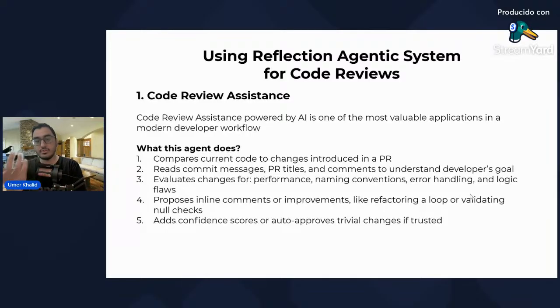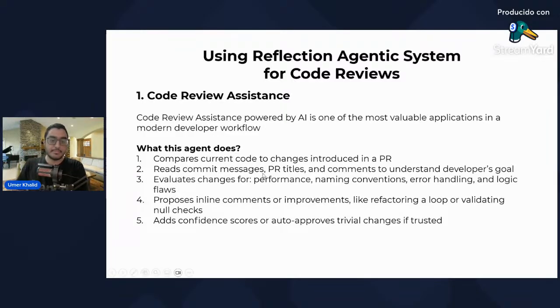If you're a software developer or software engineer, you put in a lot of time code reviewing, writing PR summaries and reviewing the PRs. Well, AI agents can review that code for you. So what does the agent actually do here? First of all, it compares the current code to the changes that were introduced in the PR. It takes in the previous code, compares it, and sees the changes that were made.